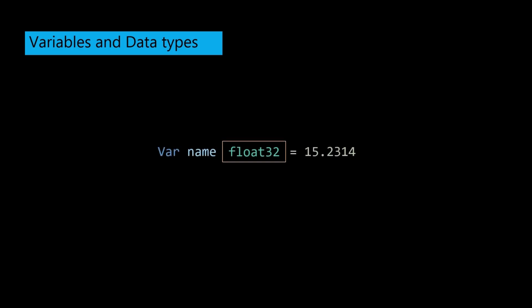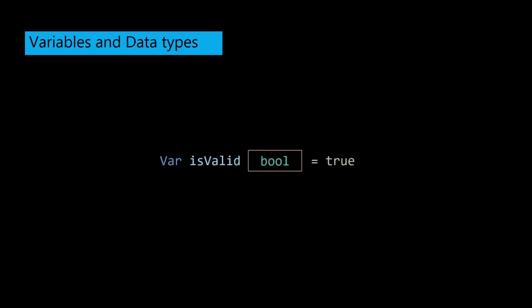Next is float32, which is used to store floating point numbers of 32-bit. We can also use float64 for better precision. Then we have string, which is used to store a sequence of characters. Note, strings are immutable in Go, and we'll see an example for the same in our practical. Bool is used to store the truth value, which can be either true or false.